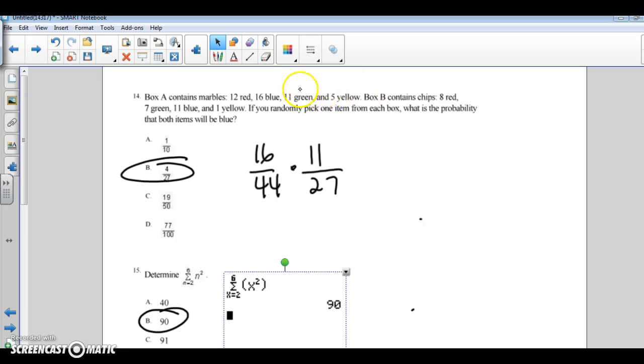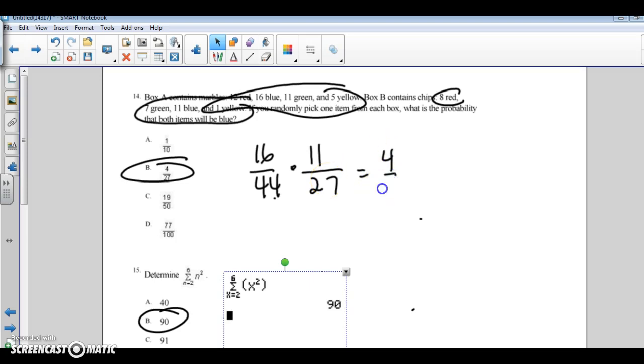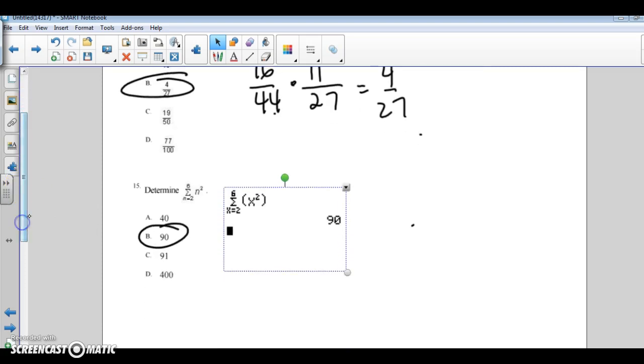Last 2. Box A contains marbles 12, 16, 11, 5. Box B, 8, 7, 11, 1. What's the probability you pick both blue? Well, the first one being blue is 16 out of, add all those up, 44. The next one being blue is 11 out of, add up all those, you get 27. Multiply those two together and you get 4 over 27. And last question is, put it in your calculator under sigma and you get 90.